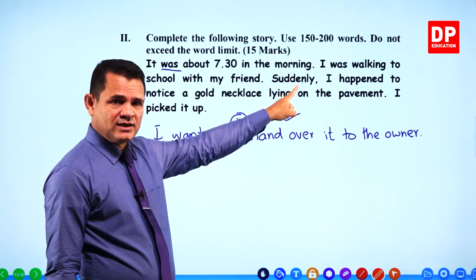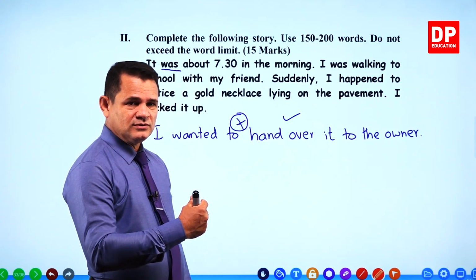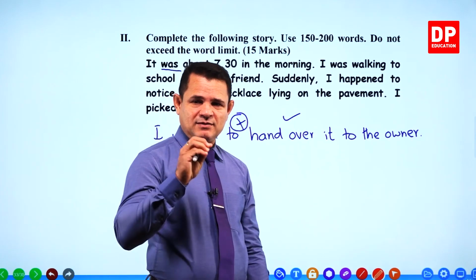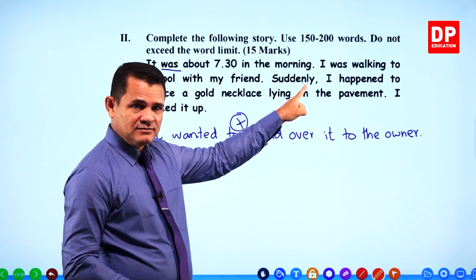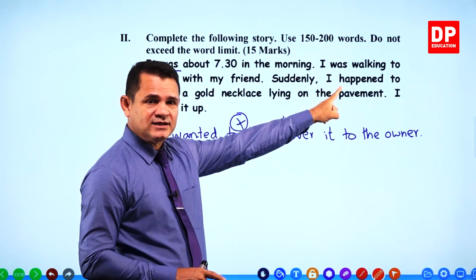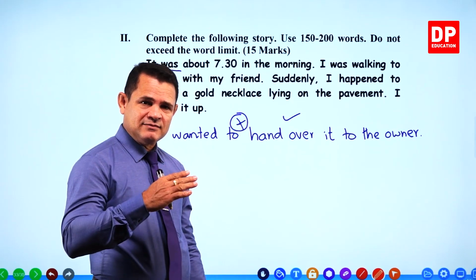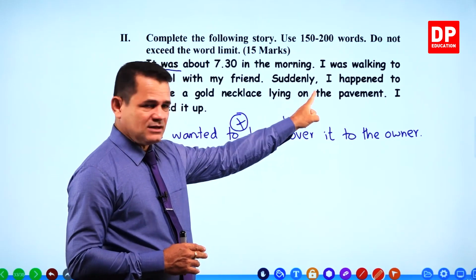Suddenly, look at words like this. Not isolated sentences like "I went to the school, I saw a necklace on the road, I picked it up." Suddenly, that is joining this idea to the next to maintain the flow. Use such words so the story flows beautifully.